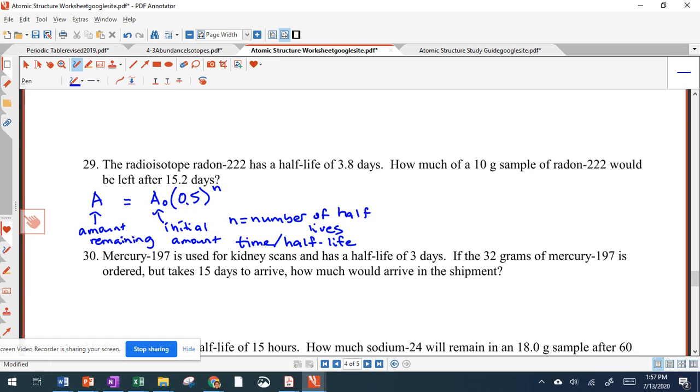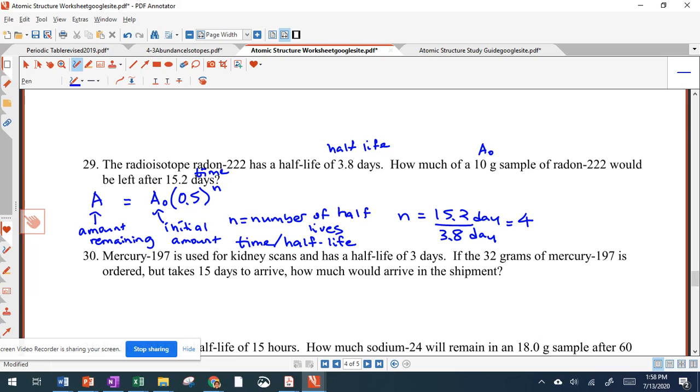So in this particular problem, the A naught is 10 grams. So this is A naught. This is the half-life. And this is the time, at 15.2 days. So here we are finding out how much is left. So we're solving for A. So we're going to have to solve for N first. So N will equal 15.2 divided by 3.8. And they're both in days. If they were not, you would have to convert them to the same unit. So we have 15.2 divided by 3.8. This gives us 4 half-lives.